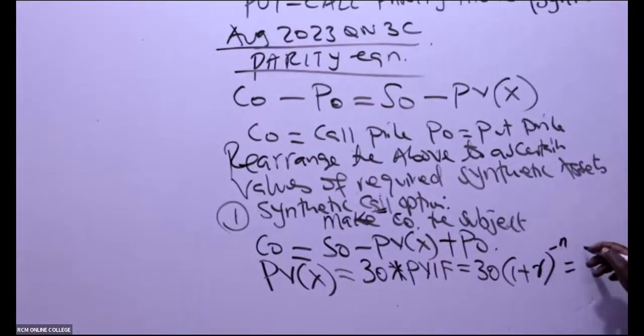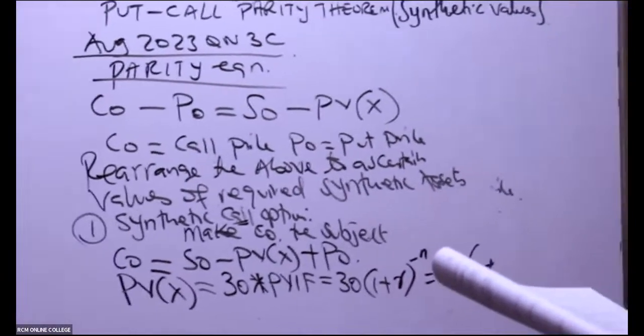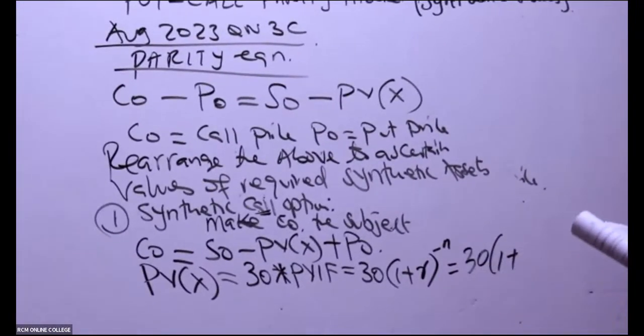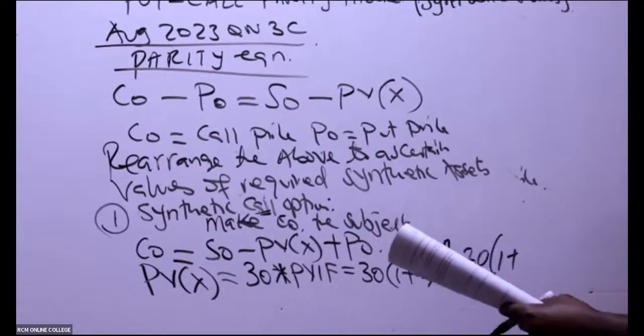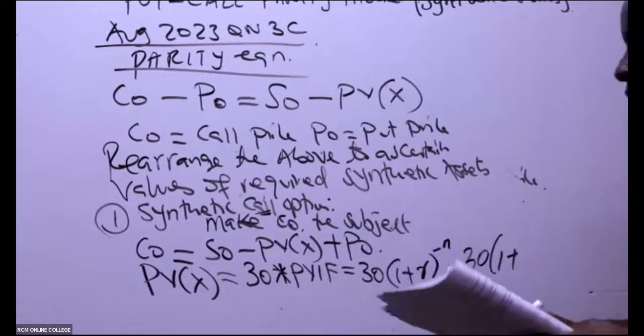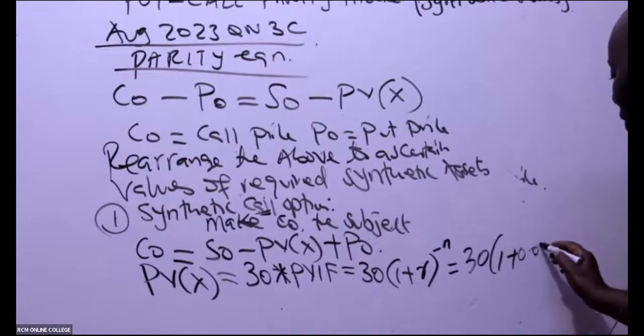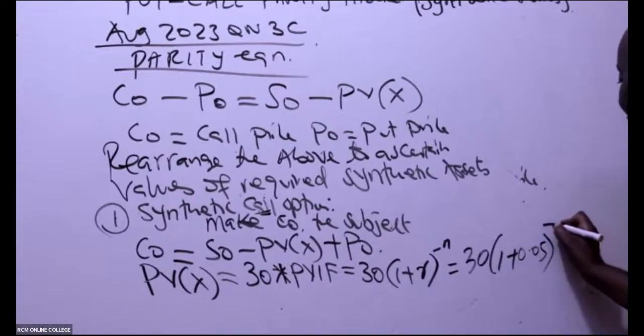So then this one here will be 30 into 1 plus R. The R in this case will be the risk-free rate. Are you able to see the risk-free rate in this question? 5%, so 0.05, and so many students mess up here.